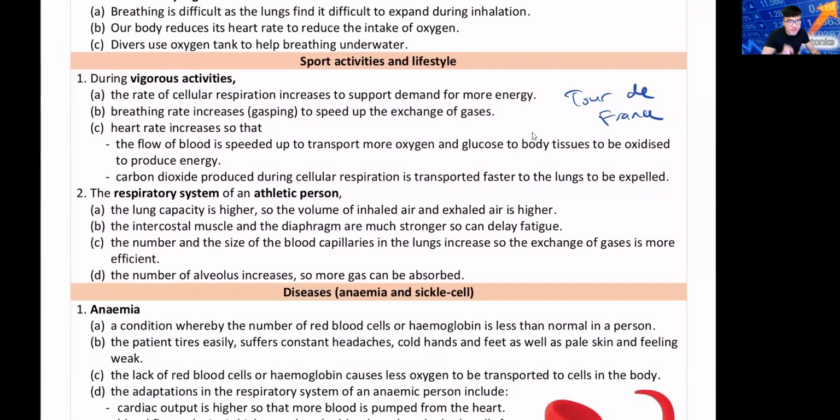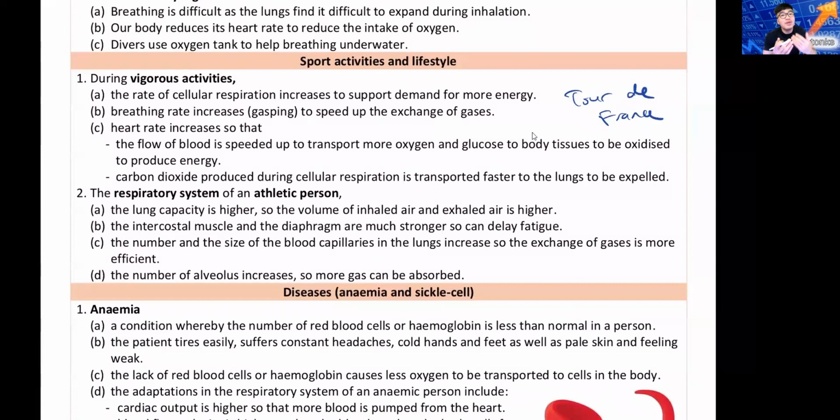So what makes you an athletic person? If you are very athletic, what makes you different from other people? Your lung capacity is higher. Your lungs can contain more air, so the volume of inhaled and exhaled air is higher. You can put more air into your lungs, and your intercostal muscles and diaphragm are much stronger. As I said, your chest has 2 muscles, the intercostal muscle and the diaphragm.